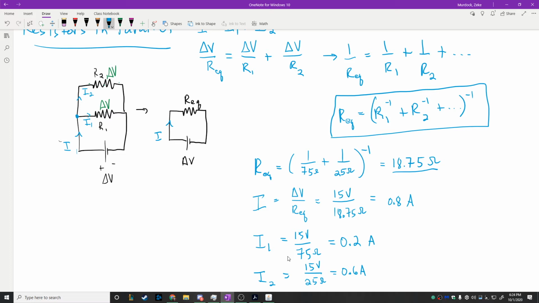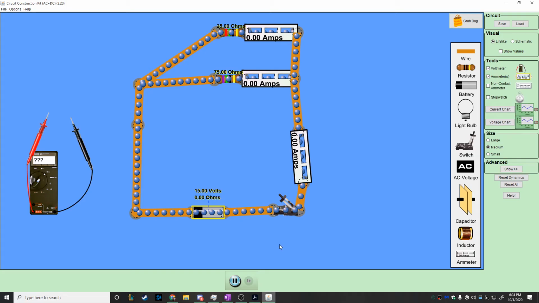All right, let's see if that bears out. If we turn this on, we expect the... And there's something you can see about this too, which is that when the current splits like this, the current through the smaller resistor is going to be higher. So let's visualize that on this thing.